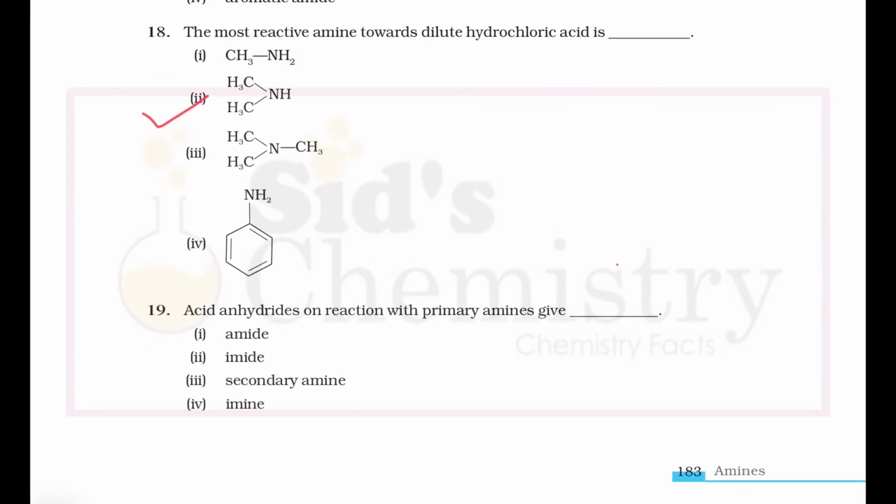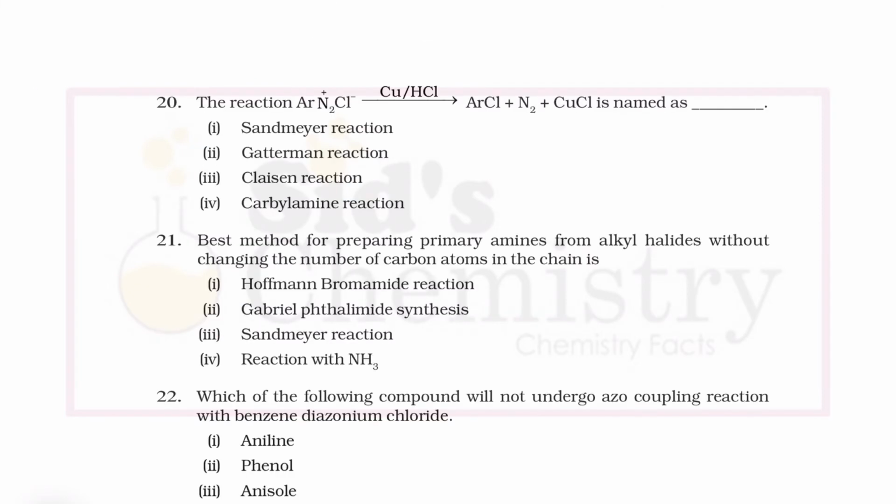Acid anhydride on reaction with primary amine gives. Options are amide, imide, secondary amine and imine. Dear friends, the correct answer for this question is option number 1, that is amide. Now coming to question number 20.